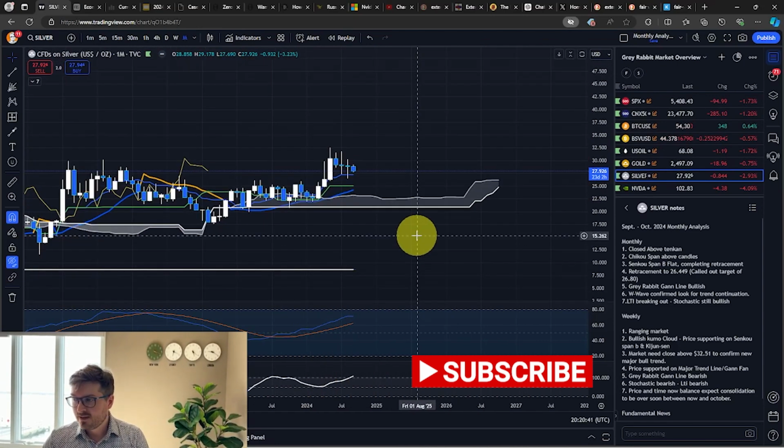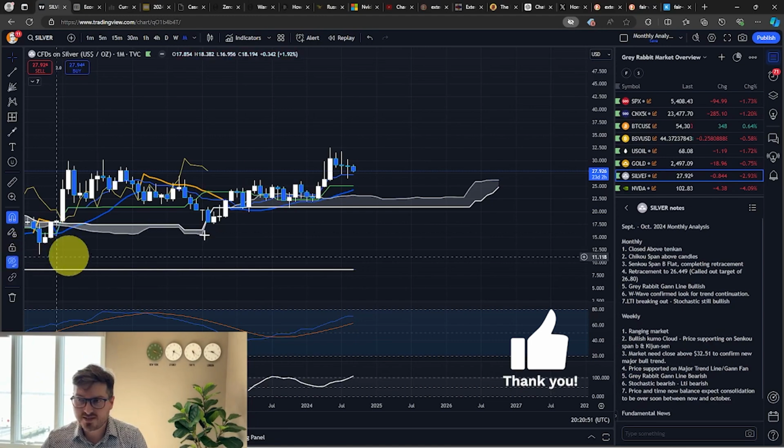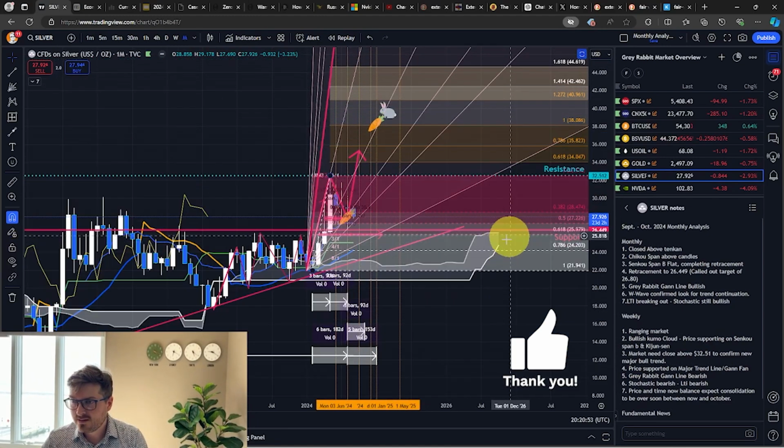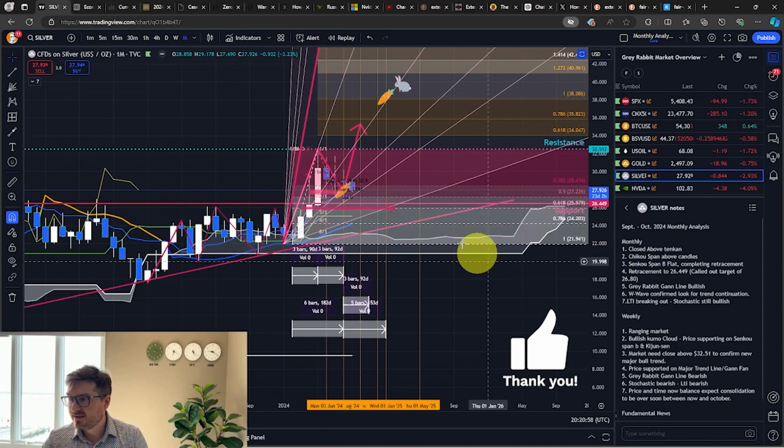So let's see, was there anything else? Yeah, so we called out the retracement last month's analysis to the $26.44 level, and that's pretty much where we hit. And now let's take a look at the weekly chart real quick.